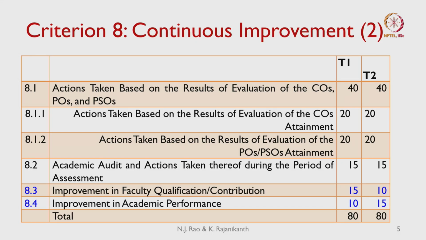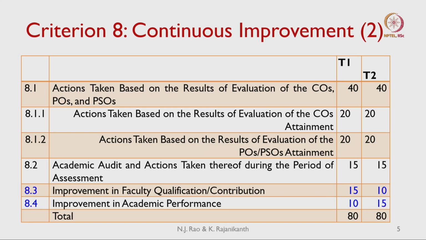So, there are 4 sub-criteria. 8.1 is actions taken based on the results of evaluations of the COs, POs and PSOs. 8.2 is academic audit, 8.3 is improvement in faculty qualifications and contributions, and 8.4 is improvement in academic performance. As you can see, for 8.3 and 8.4 the marks are interchanged. For 8.3 it is 15 for Tier 1 and 10 for Tier 2. For 8.4 it is 10 for Tier 1 and 15 for Tier 2. So, in these two sub-criteria the marks are different.